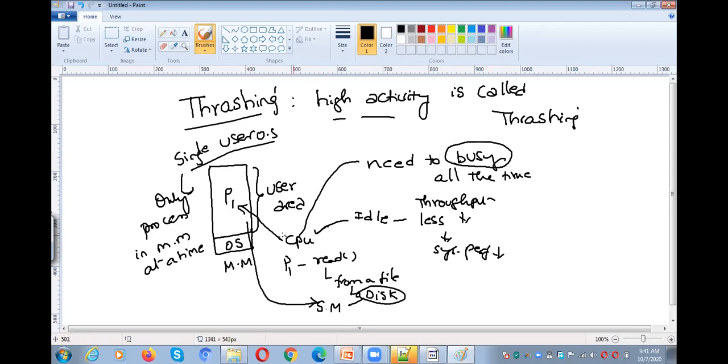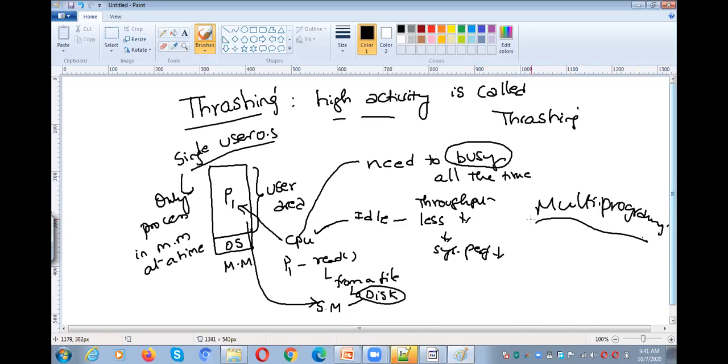We need to allocate another process to the CPU, meanwhile P1 is executing the read operation. Because of that reason, we should not keep only one process in the main memory. How can we solve this particular problem? With the help of multi-programming.